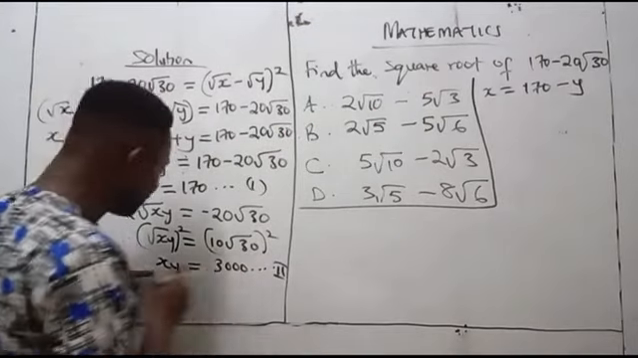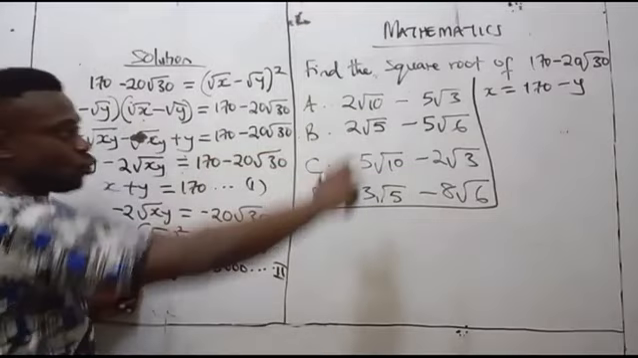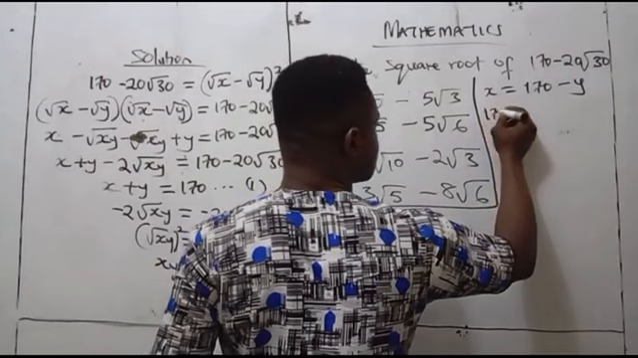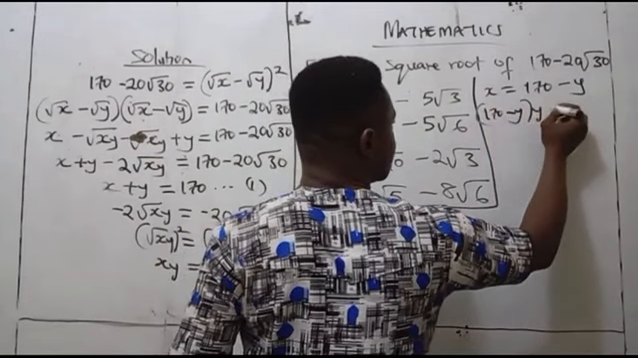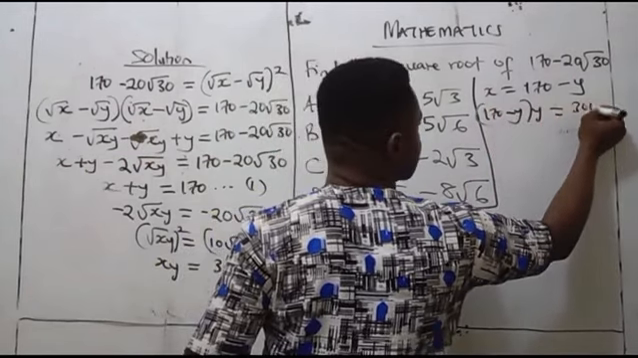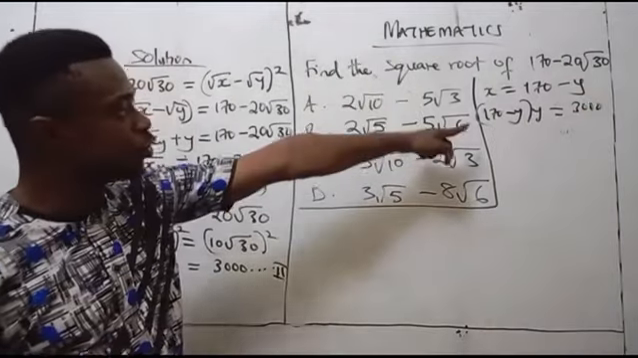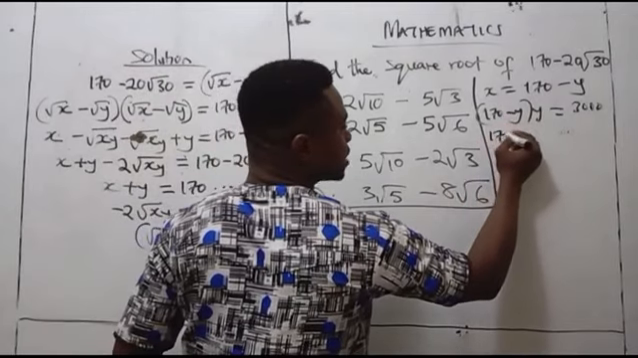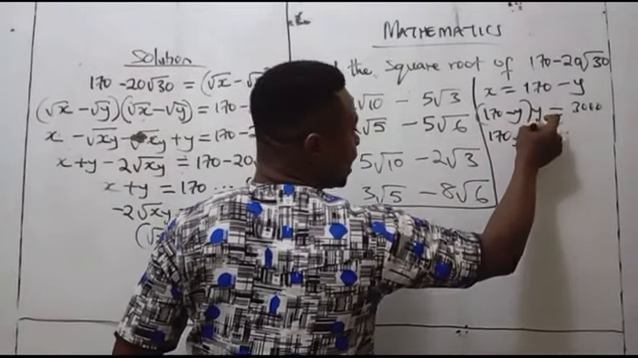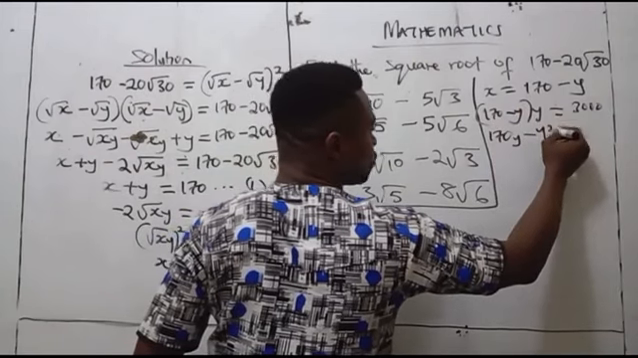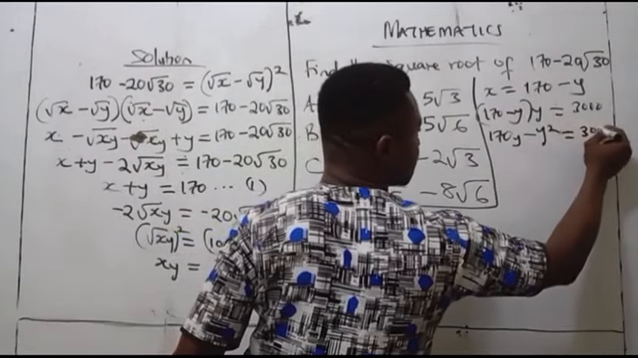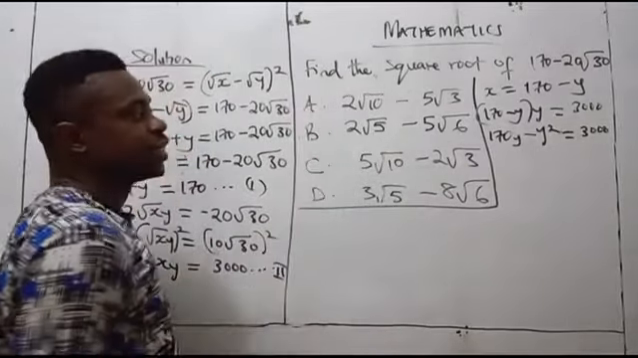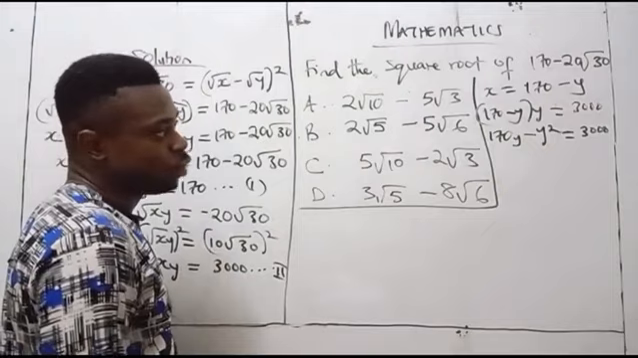So we have something like this. Wherever we see x, we put 170 minus y. So xy, here is 170 minus y times y is equal to 3,000. So we can open this up. If you open this up now, we have y times 170 is 170y, minus y times minus y is minus y squared, is equal to 3,000.